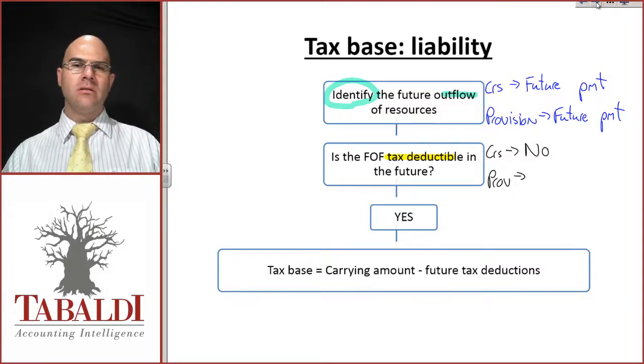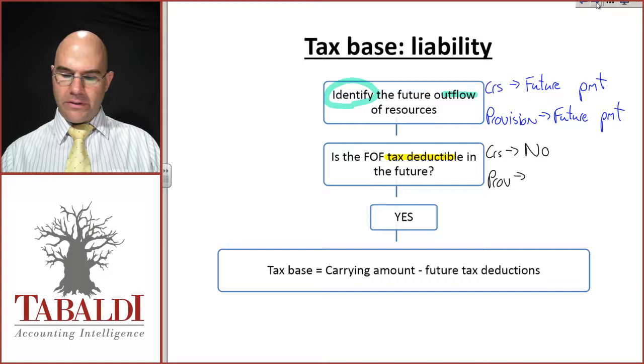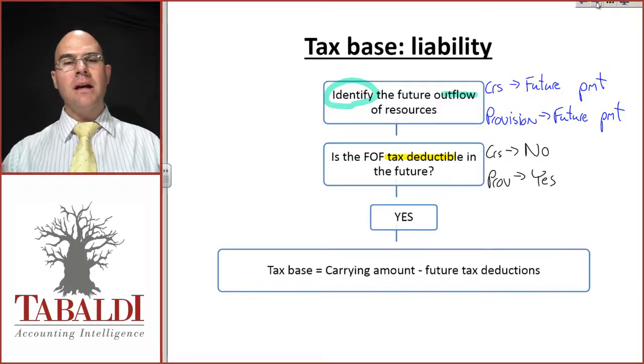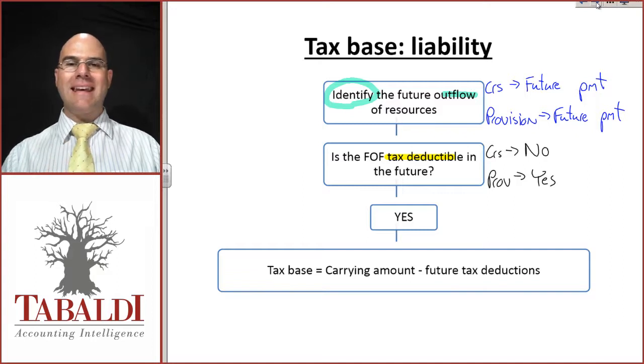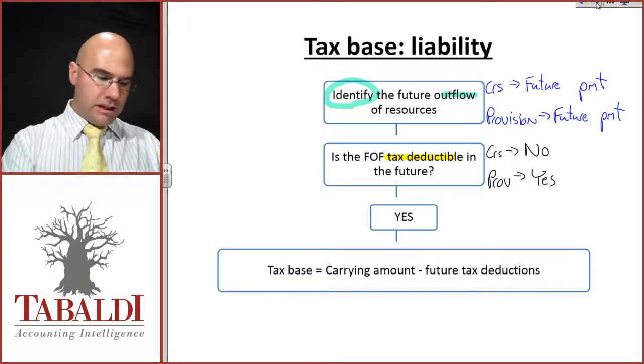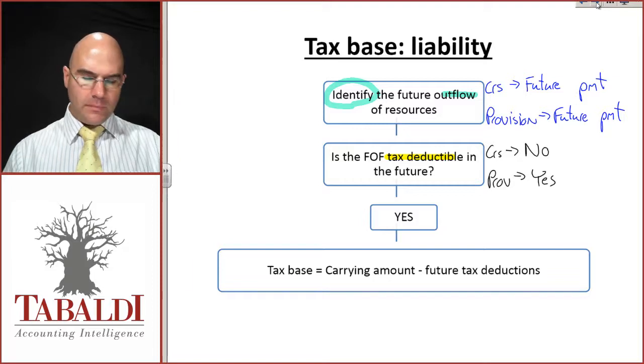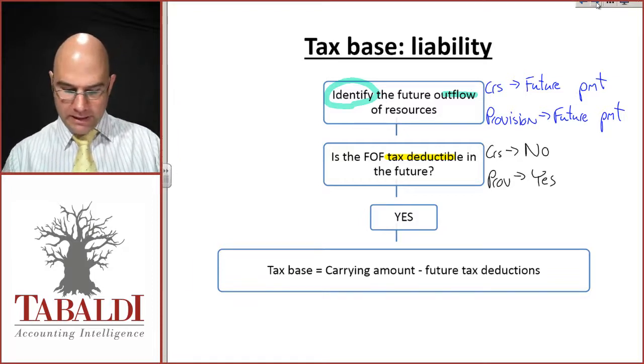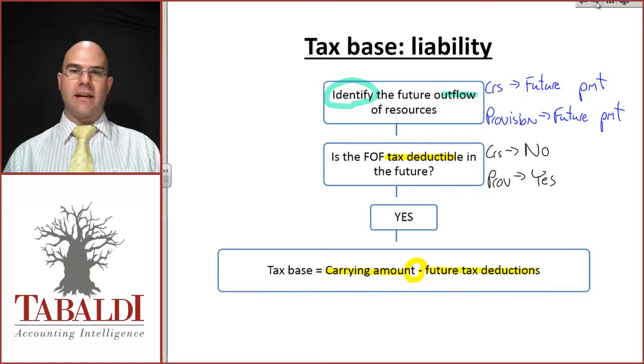Because provisions are a liability of uncertain timing or amount. The tax authority does not put much weight behind that. So provisions, the tax authority says, fine, account for it whenever you want, but your provision for leave pay you'll only get as a deduction when you actually pay out an employee who's leaving. So there's your provision, yes. So there's actually a generic definition here. The tax base of a liability is carrying amount minus the future tax deductions.